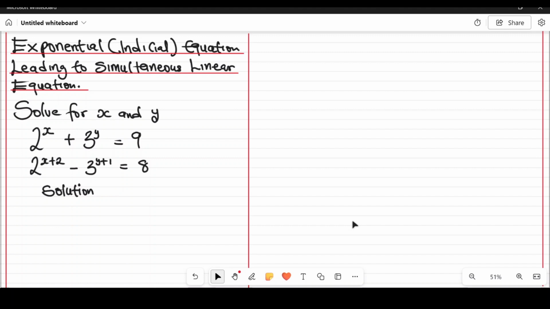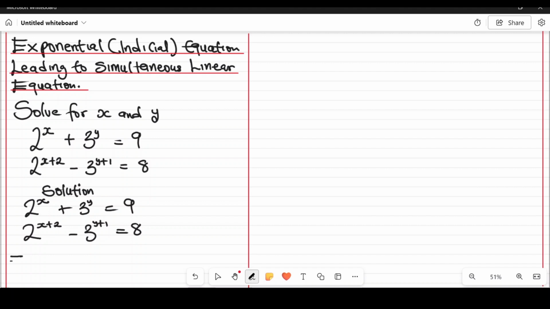Now, how do we simplify this kind of equation? First of all, let's write out our equations again. We have 2^x + 3^y = 9, and 2^(x+2) - 3^(y+1) = 8.